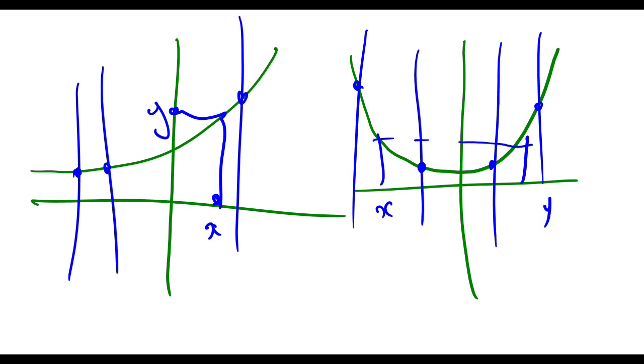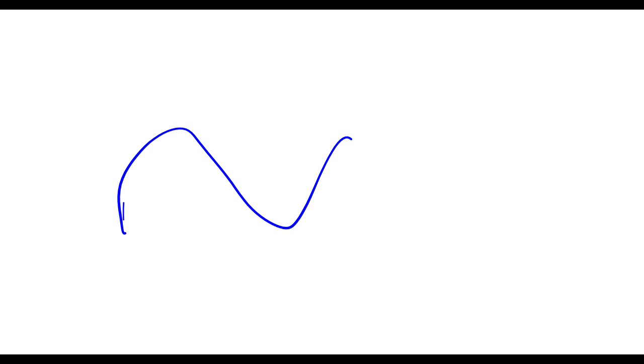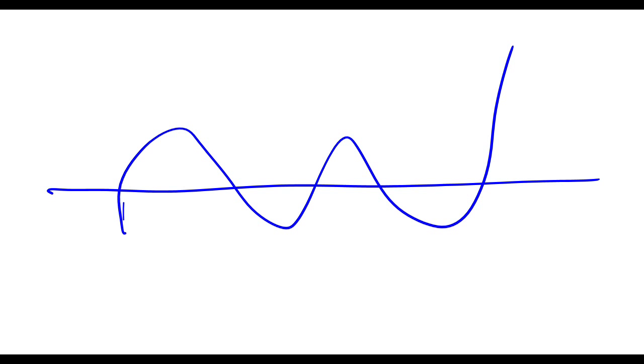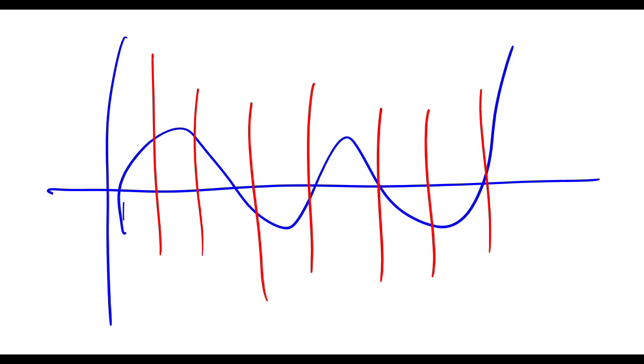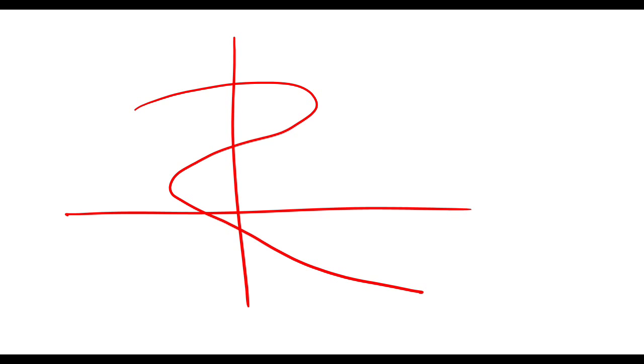So for any function, the test is, if you have some function like this, you draw vertical lines on the curve, and the vertical lines should meet the curve at exactly one point. If it doesn't, then it's not a function. So I can give you an example of a curve where it doesn't. For this case, if you draw a vertical line here, it crosses the curve at three different points. Therefore, this is not a function.